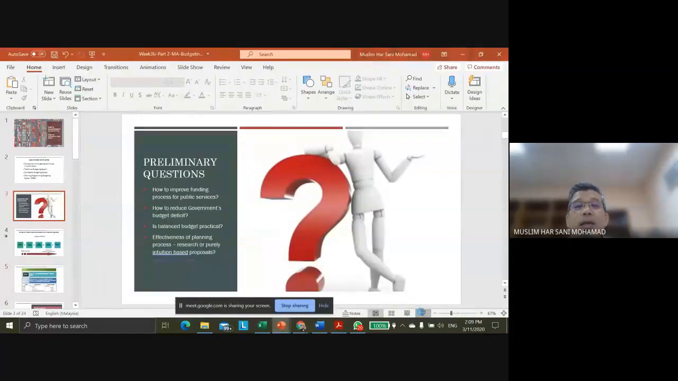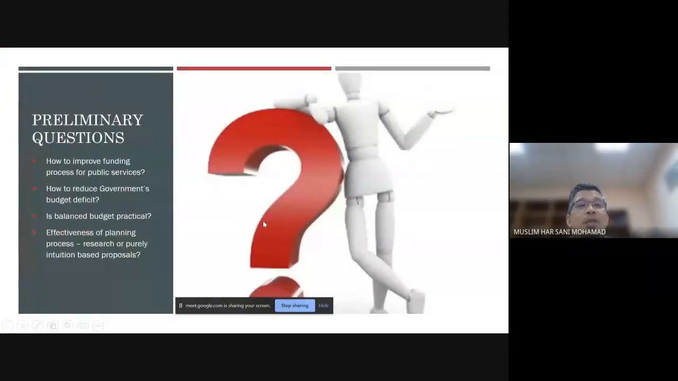Interesting. Okay, how to improve the funding process: partly you will see that through the development of the budgeting techniques. How to reduce the government budget deficit: some of you have that as your assignments. Was that question posed for this class? Is it okay for government to run a budget deficit? Right. Is a balanced budget practical?